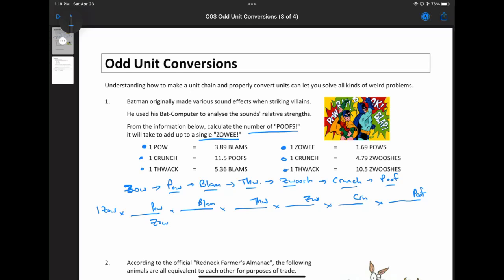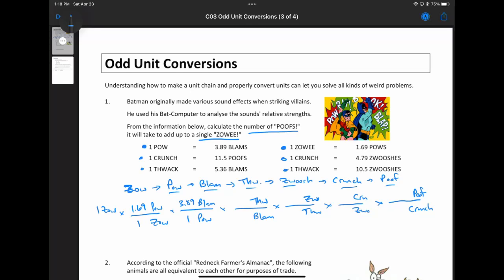So zowies, pows, blams, thwacks, swoosh, and crunch. And now I look back at those equivalences above and I say zowies to pows. That was 1 zowie is 1.69 pows. The next one I'm looking for pows and blams. That's the first one on my list. So 1 pow equals 3.89 blams.